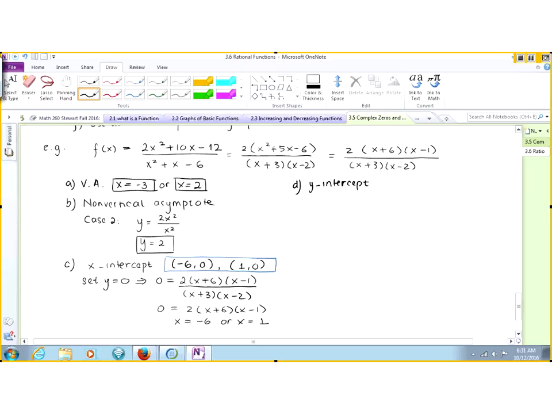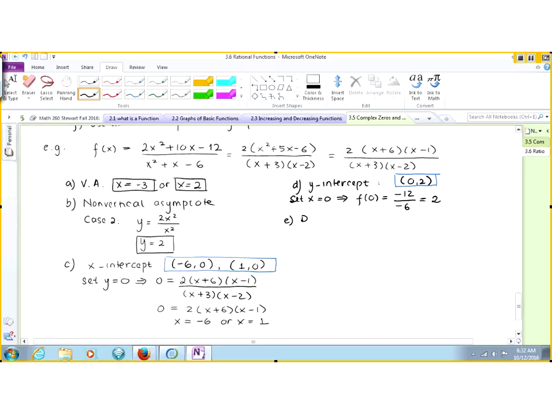Now D, y-intercept. How do I find y-intercept? Yes, set x equals 0. So f of 0 is equal to what? -12. So if I look at my original function, this will be 0, this will be 0. I'm only left with -12. And what about on the bottom? Yes, so this is equal to 2. So my y-intercept is 0, 2. Yes. Again, this is an ordered pair. So it's a point, we need to write it using ordered pair.